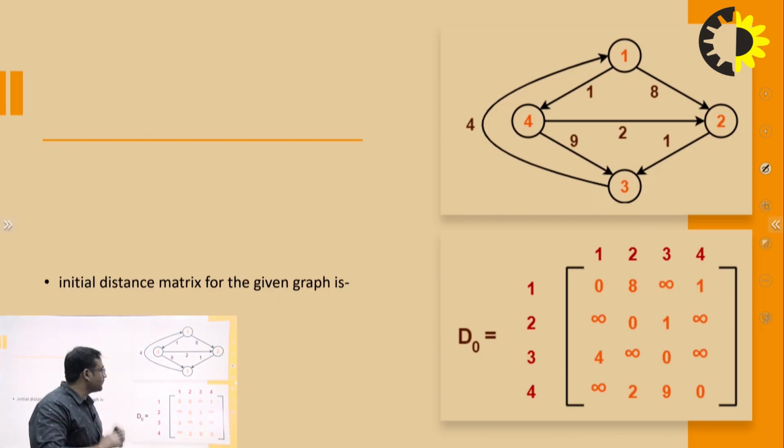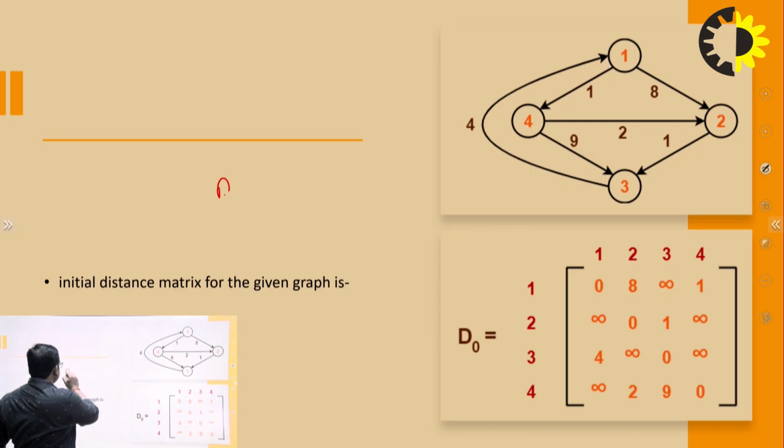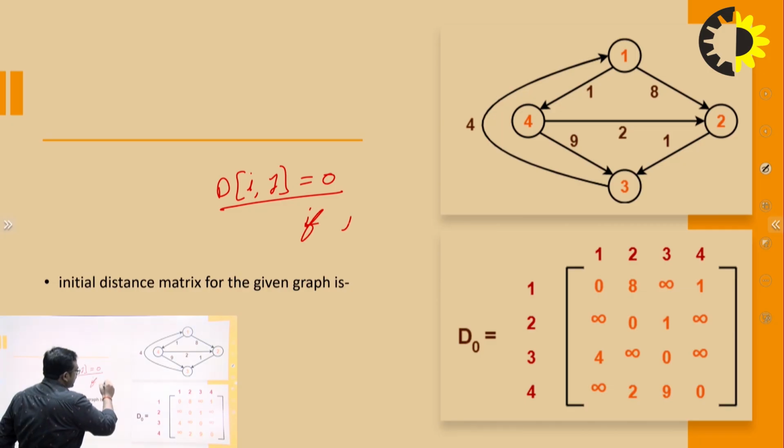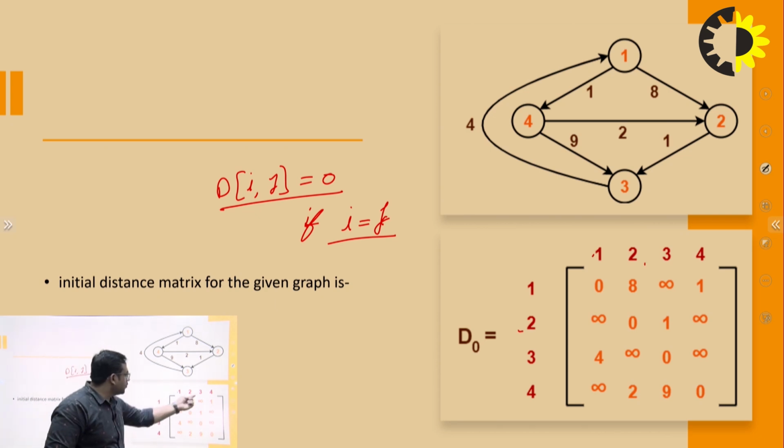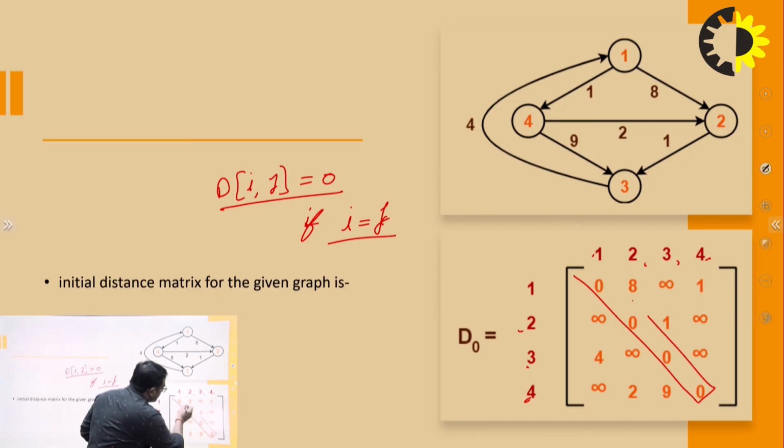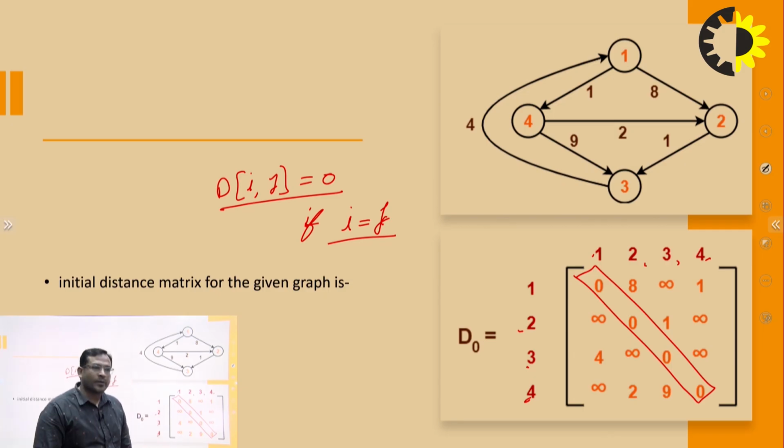Okay, first step. Second, we have to write a 0 on the diagonal, because d i j is equal to 0 if i is equal to j, where obviously 1 1, 2 2, 3 3, 4 4, right? So these are the diagonal, so I can put the diagonal as 0. So this is filled. Got my point?